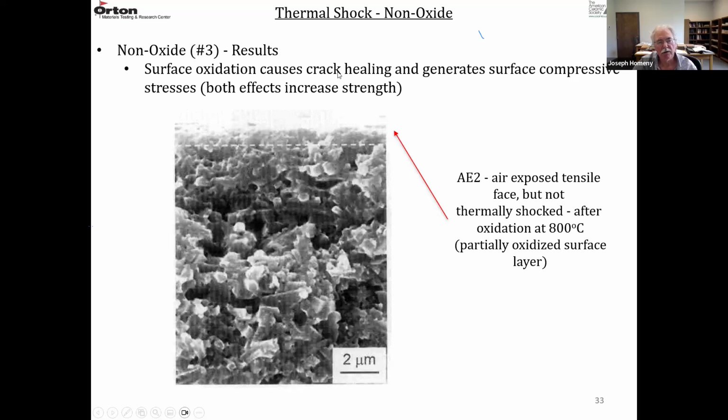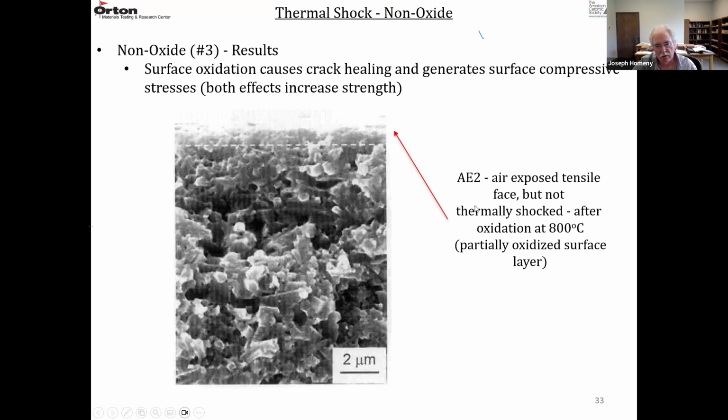So surface oxidation causes this crack healing. It can also put compressive stresses on the surface. Anytime you put a compressive surface on a ceramic material, it's going to increase the strength. That's the way tempered glass is made. They put a very high compressive stress on the surface. So when you put it in like a bend bar, you have to overcome that compressive stress before you can start to see a tensile stress. So whether it's oxidation causing crack healing or compressive stress, they both increase the strength.